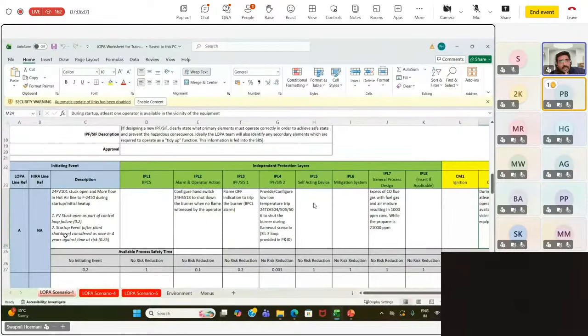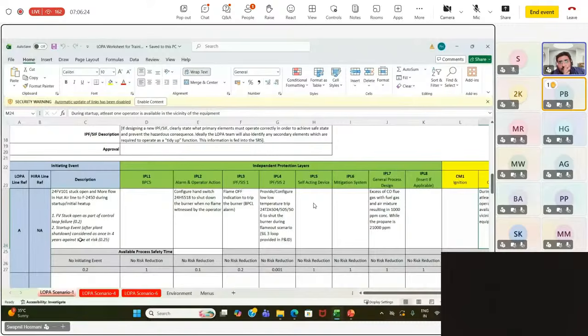Essentially, this event is only happening during a startup event, which is why we have listed it as a startup event in the initiating events. This is part of the enabling event, because a startup is an infrequent scenario, and the frequency of startup we have considered is as per the client.